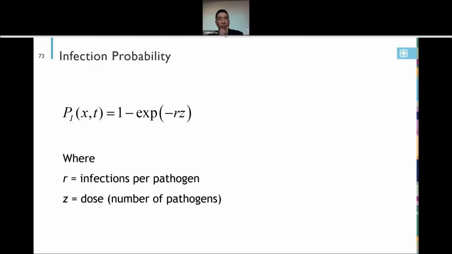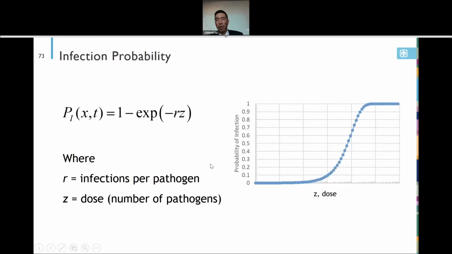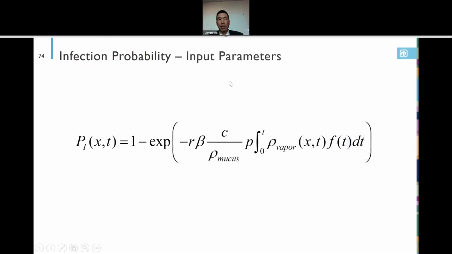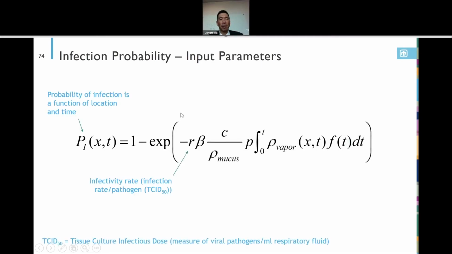And basically, it's a function of your infectivity of the pathogen and the dose. In general, the higher the dose, the higher the probability of infection. If you take this simple exponential equation here and look at the actual components, R is the probability of infection, a function of time and location, on the left. The infectivity rate depends on the pathogen.